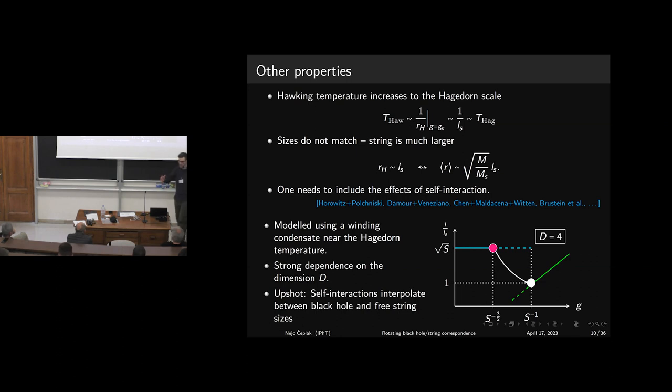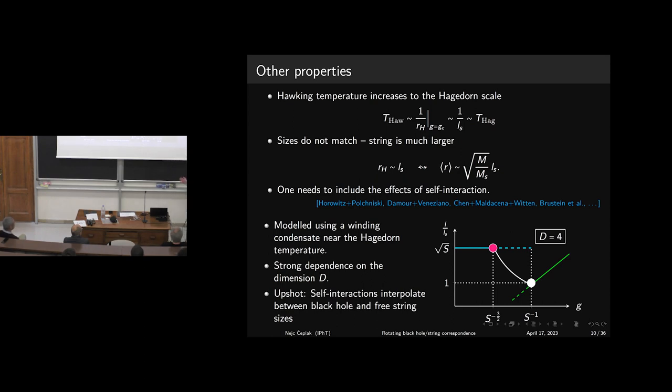But as we talked before, sizes don't match. Because of the random walk behavior of free strings, the free strings will become much larger than the black hole. And here is where the self-interactions become important. It turns out that if you include self-interactions, the size will shrink. You can use the thermal scalar formalism, or you can also use self-interacting polymers to get the same results. But the main point here is that the interactions introduce a sort of dimensional dependence.